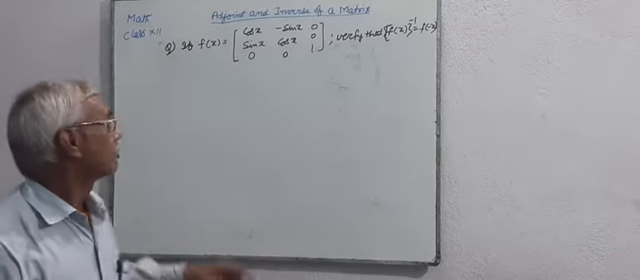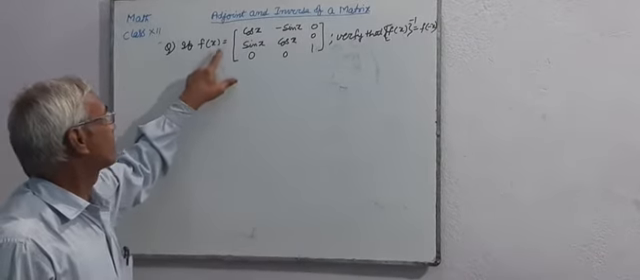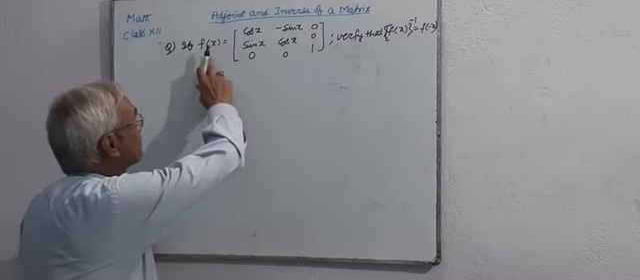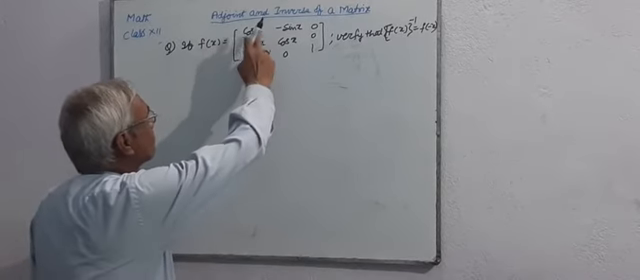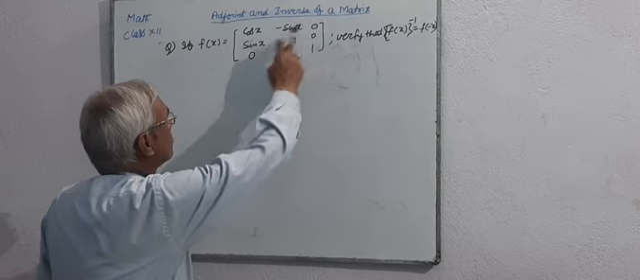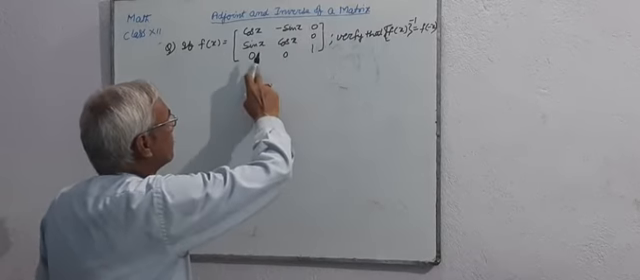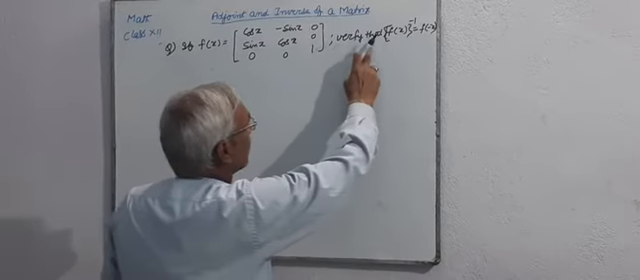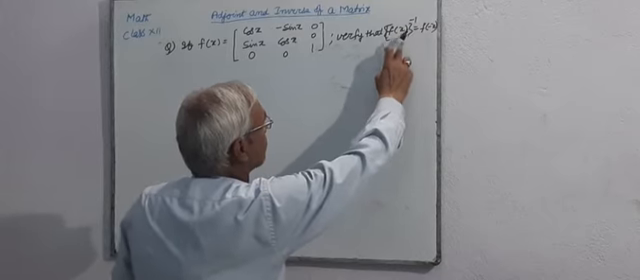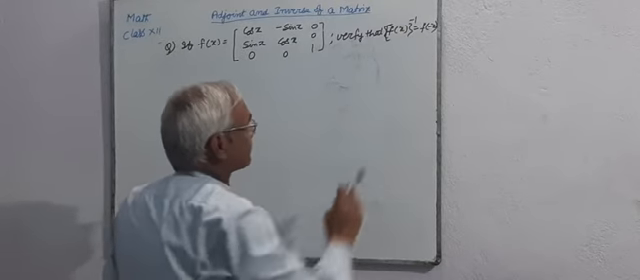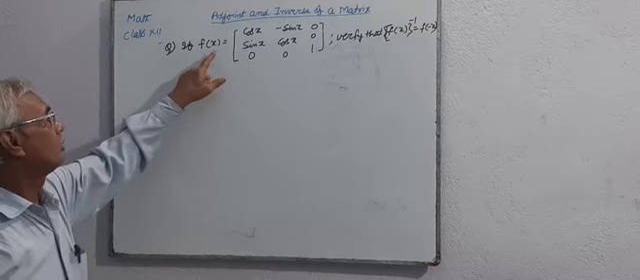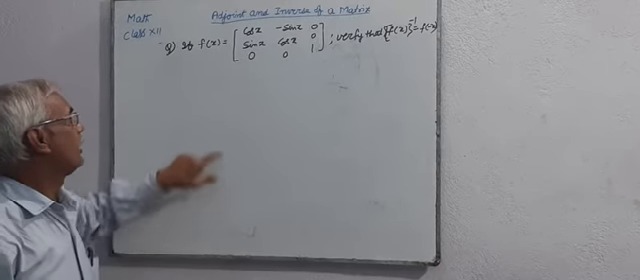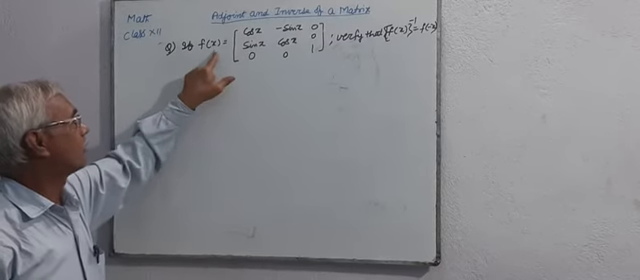We continue adjoint and inverse of matrix. Solve some questions. Question: if f(x) is a matrix of order 3, f(x) equal to cos x, minus sin x, 0; sin x, cos x, 0; 0, 0, 1, verify that the inverse of f(x) equal to f(minus x). First of all, we find the inverse of f(x).